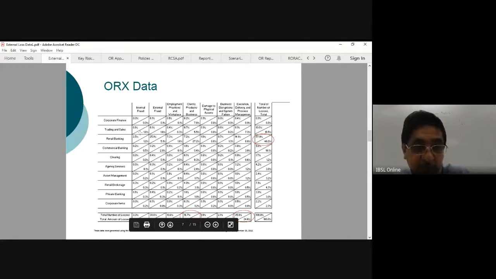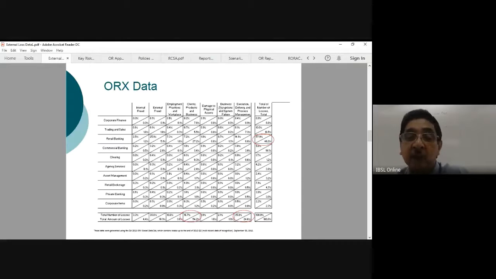Now this is the loss database which I refer to. Now say internal fraud, corporate finance. Here they have given the business lines in the vertical, whereas risk event types are given in the horizontal direction. That's okay, no issue. Now you look at this.